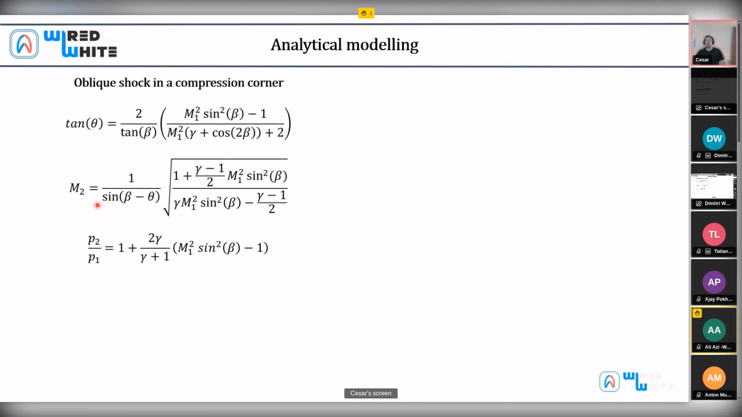Then we have the Mach equation, which basically allows us to compute the Mach number after the shock as a function of the incoming Mach number, the shock angle, and also the angle of this obstacle. And then we can also compute the strength of the shock by measuring the ratio between the pressure after the shock and before the shock. So the higher this ratio is, the stronger the shock wave is.